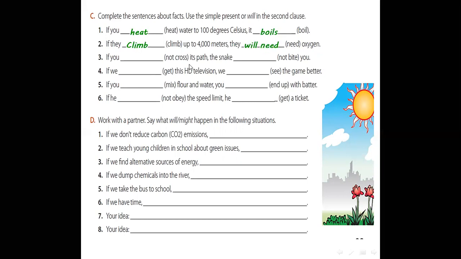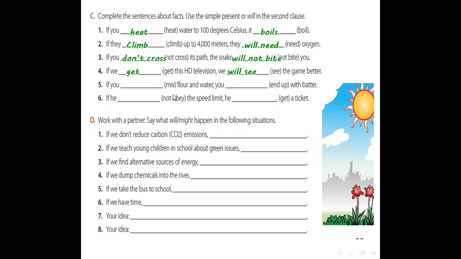Number 3, if you don't cross its path, the snake won't bite you. Excellent. It's also future facts. We use simple present don't cross and future will not bite. Number 4, if we get this HD television, we will see the game better. Get, because the subject here is we, and will see, future simple.